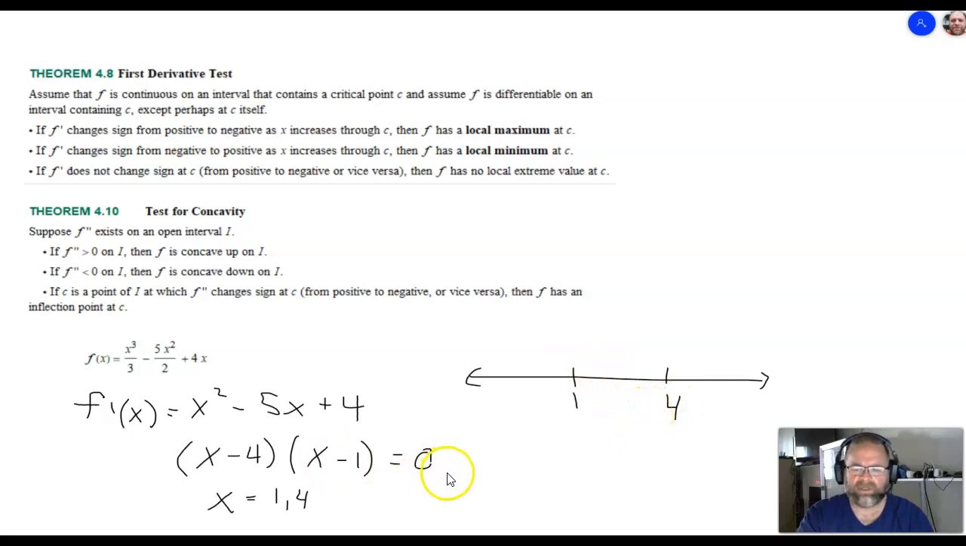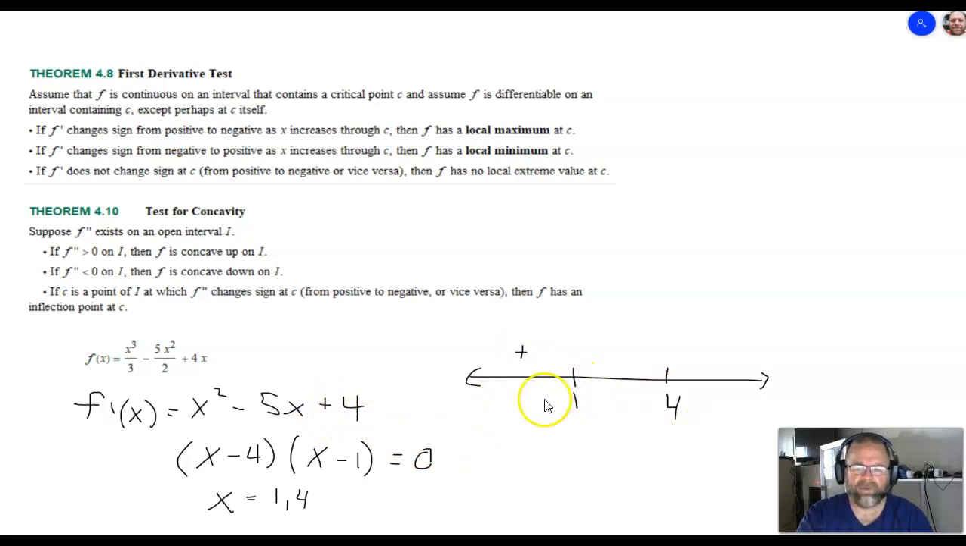We'll do it both ways. So first I'm just going to do this by hand. What are we going to do here? Okay, so let's take a value that's less than 1. The easiest one to test is 0. If I put a 0 in here, I'm just going to get a positive 4. So this is going to be positive here.